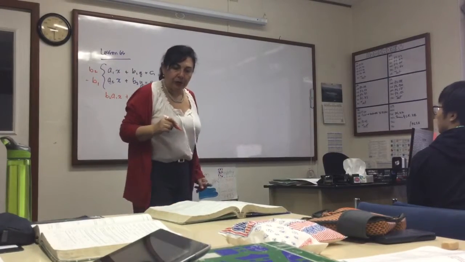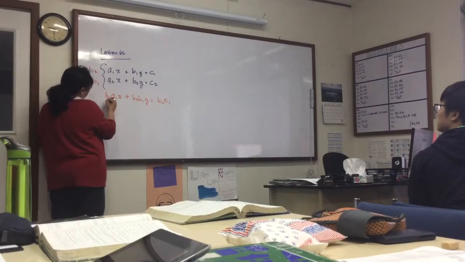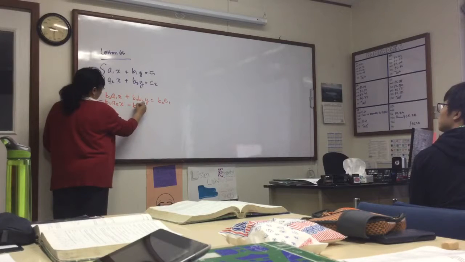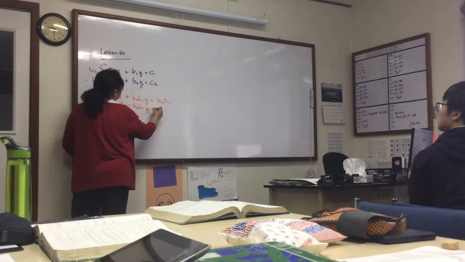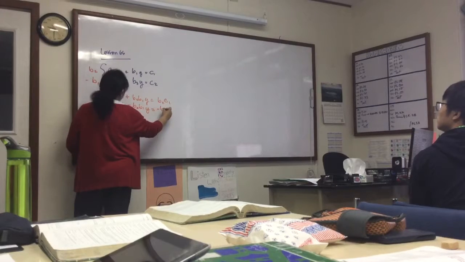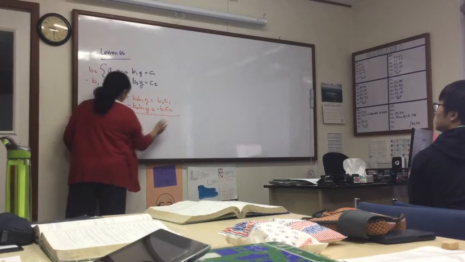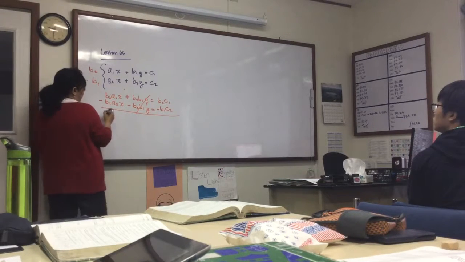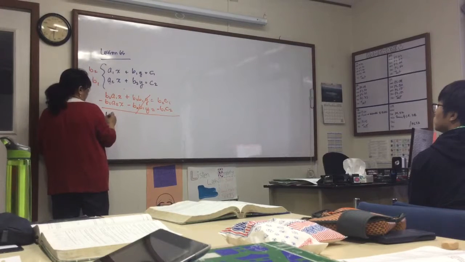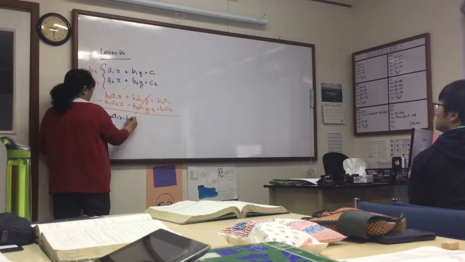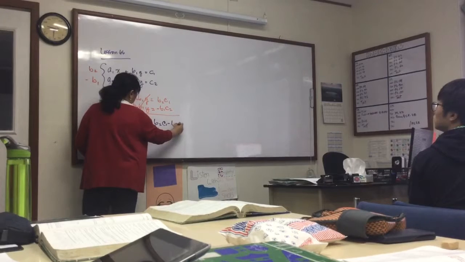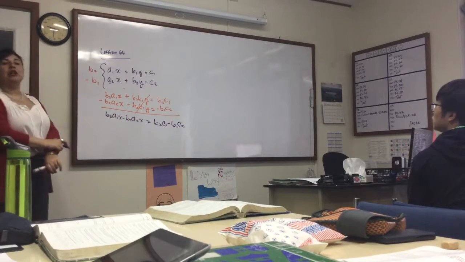Is this what they're doing? Yes. And the bottom part, I would get negative b1 a2 x minus b2 b1 y equals negative b1 c2. Okay? I eliminate this one, and I am left with b2 a1 x minus b1 a2 x equals b2 c1 minus b1 c2. Okay, perfect.